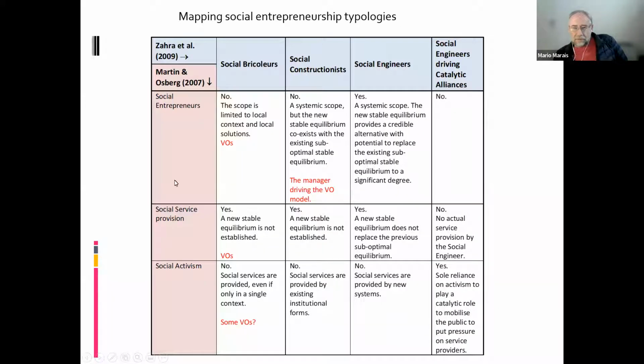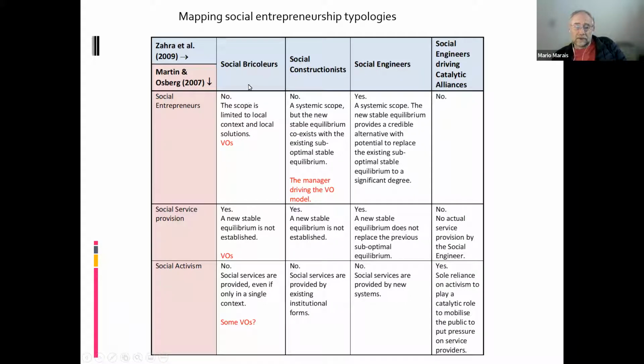Just one more thing maybe before I sign off and we go to discussions. I was trying to plot what the VOs were doing in this social entrepreneurship matrix, where people are talking about social entrepreneurs, social service provision, social activism. And then Zara was talking about social bricoleurs, social constructionists, and social engineers driving catalytic alliances. This is Elon Musk territory. We are really changing the world. And then the size and the scope of the disruption you're causing decreases, because this is where you start at system level. And constructionists are the people that help other people to construct a business. So the manager driving the VO model.